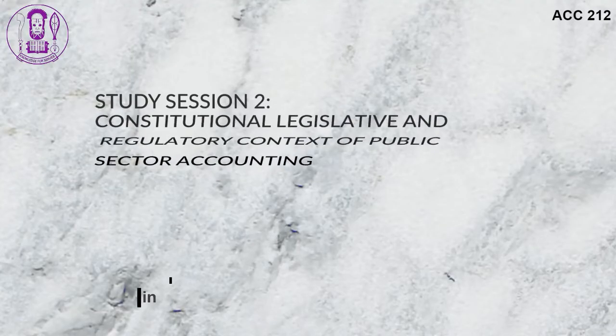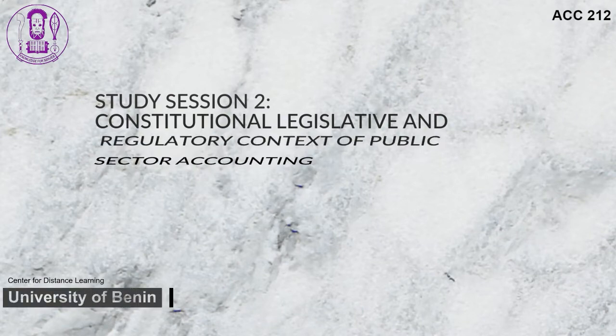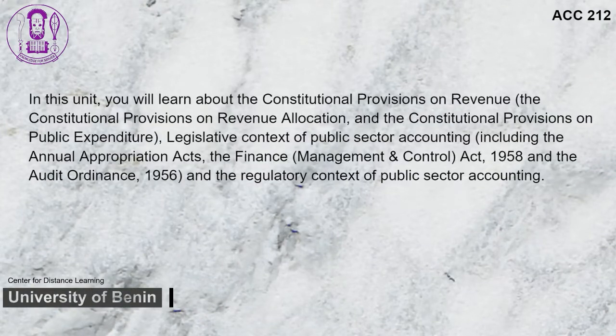Study Session 2. Constitutional, Legislative and Regulatory Context of Public Sector Accounting. Introduction. In this unit, you will learn about the constitutional provisions on revenue, the constitutional provisions on revenue allocation, and the constitutional provisions on public expenditure, legislative context of public sector accounting, including the Annual Appropriation Acts, the Finance, Management and Control Act, 1958 and the Audit Ordinance, 1956, and the regulatory context of public sector accounting.